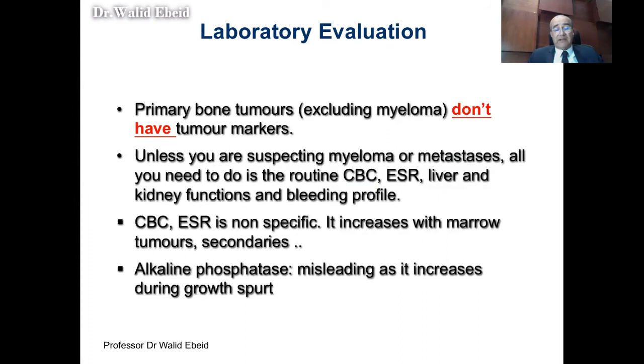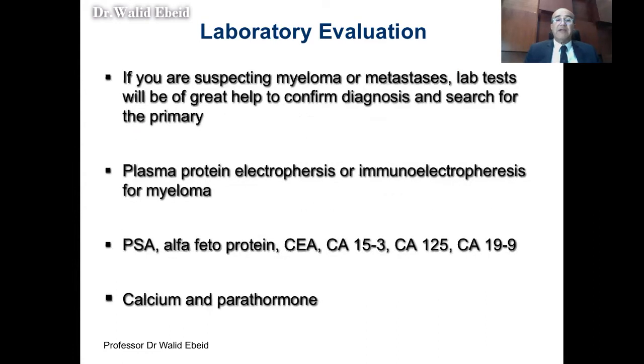Moreover, the CBC and ESR are not specific. You can't say this patient has a high ESR and hence he has a bone tumor or he hasn't a bone tumor. So they're not specific. Alkaline phosphatase as well. It might be high, but it might be high due to other reasons. So these are very non-specific tests.